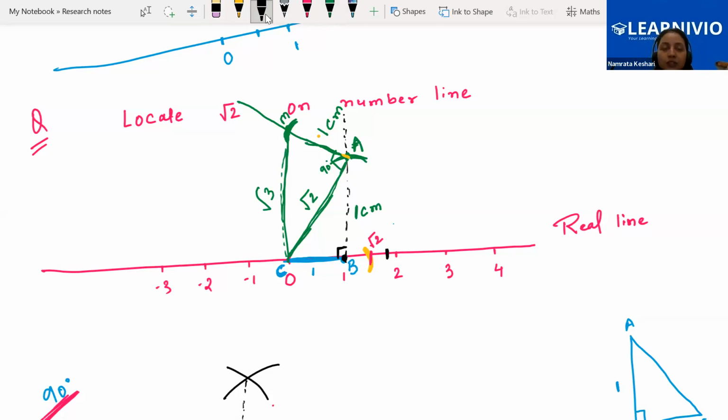Whoever is not having a compass, you can take the measurement with the scale and locate it on the number line. The scale is not the appropriate way of taking the measurement. Compass, anyway you need it. Are you able to locate root 3?